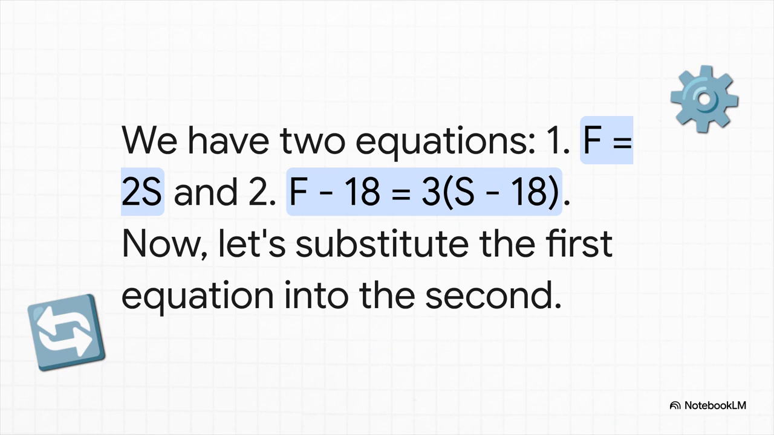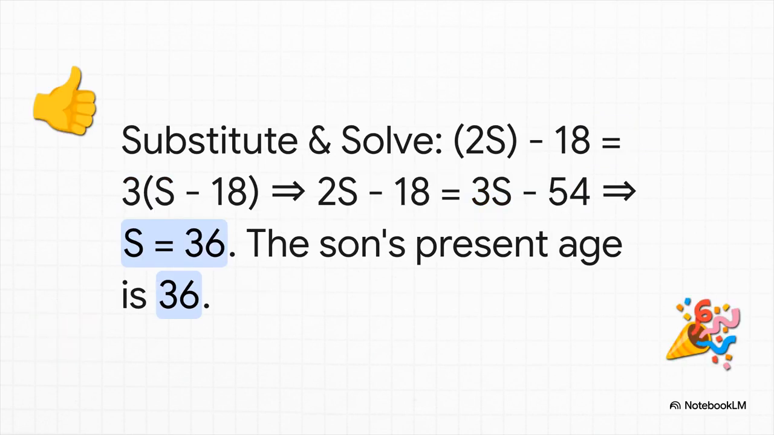And since we know from the first equation that F is the exact same thing as 2S, the next move is pretty obvious, right? We just swap F in the second equation for 2S. And from here on out, it's just basic algebra. We plug in 2S where F was, we multiply that 3 into the parentheses on the right side, then it's just a matter of shuffling things around, get the S's on one side, get the numbers on the other, a little quick math, and there it is. S equals 36. The son is 36 years old right now.